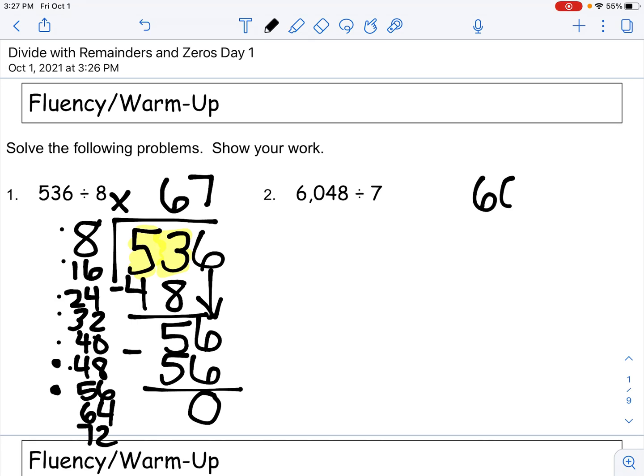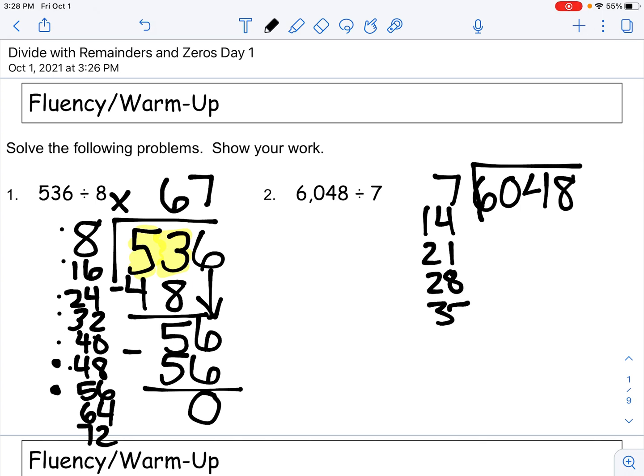Number 2, 6,048. Dividend in the box. Divisor on the outside. 7. Skip count strategy. 7, 14, 21, 28, 35, 42, 49, 56, and then 63. All right, start with the first digit. It's a 6, too small, so we're going to do 60. If I have 60, the closest I can get is 56, so that would be 8 groups on top.